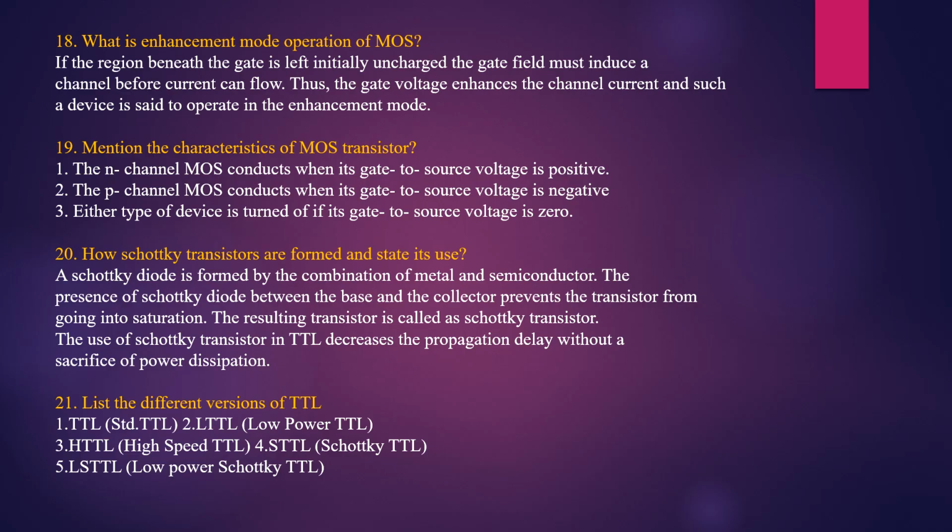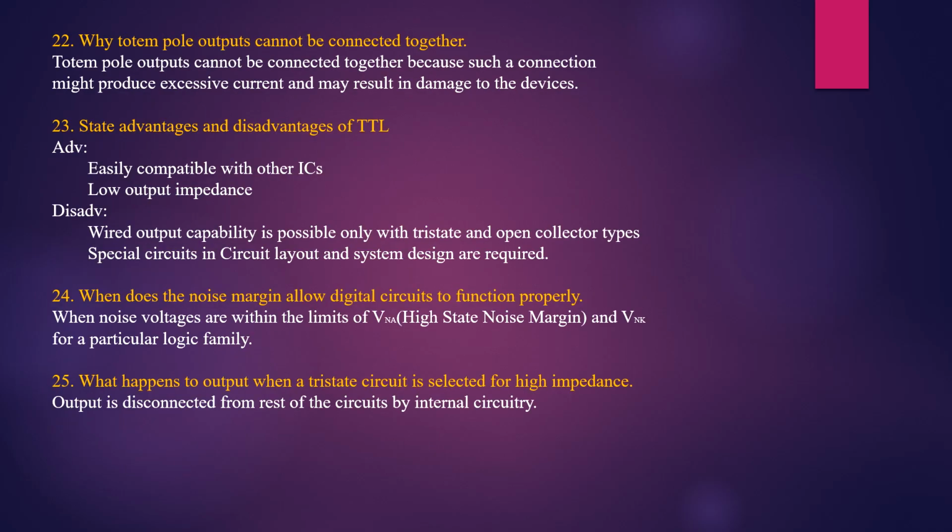And then 21st question, list the different versions of TTL. That is the standard TTL, low power TTL, high speed TTL, Schottky TTL and low power Schottky TTL. The 22nd question, why can totem pole outputs not be connected together? The answer is the totem pole outputs cannot be connected together because such a connection might produce excessive current and may result in damage to the device.